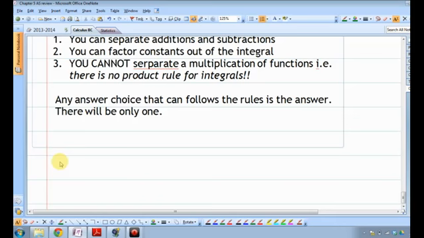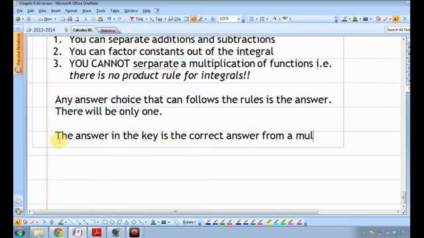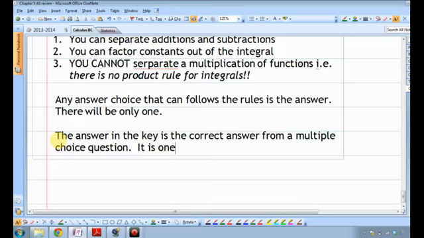So can you go over why the one in the back is the answer for the one in the front? Well, it's the answer choice that was correct. Okay, so let's touch on that. The answer choice, or the answer in the key, is the correct answer from a multiple choice question. It is one of many possible correct answers.